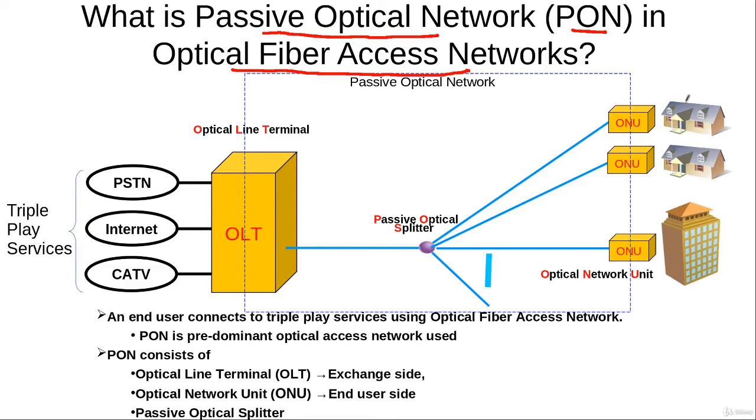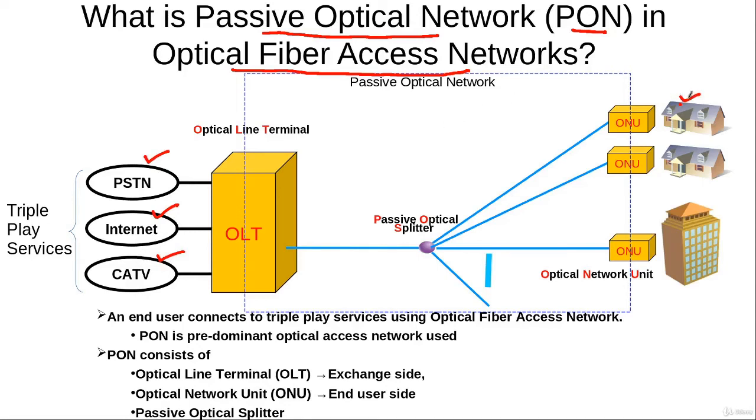Suppose there is a user that is located inside this house and this user wants to use the triple play services. By triple play services, I mean the voice services, the data services and the video services. Because normally the voice services are provided using the public switch telephony network, the data services are provided using the internet and the video services are provided using the cable TV.